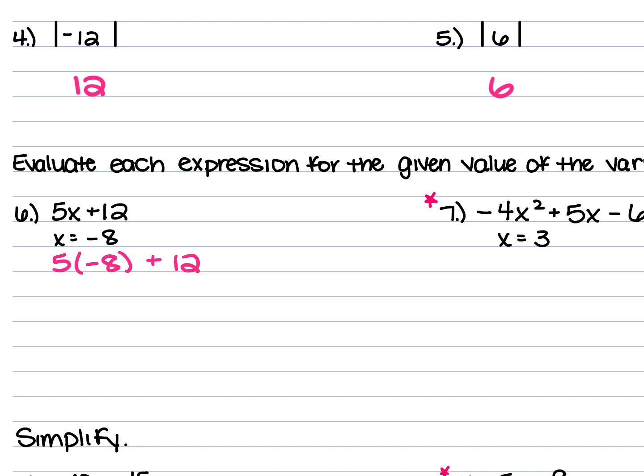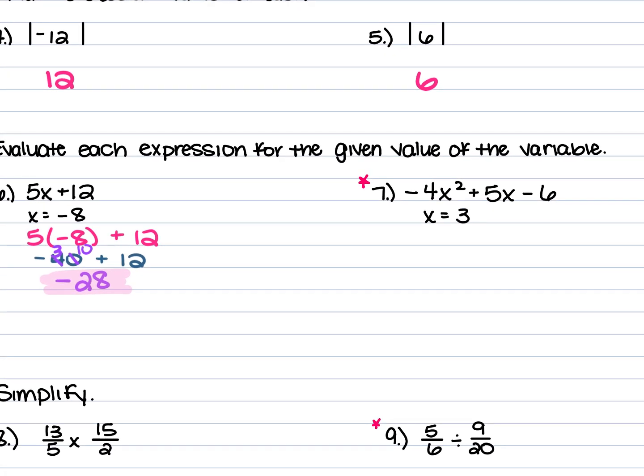The 5 times negative 8 is negative 40 plus 12. You're going to have to keep the sign in front of the bigger number, which in this case is negative, and subtract the two numbers. That 0 would turn into 10, the 4 would turn into 3, so 10 minus 2 is 8, 3 minus 1 is 2, so that's negative 28.